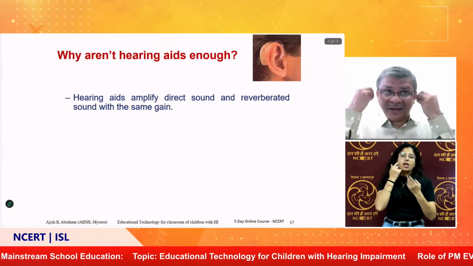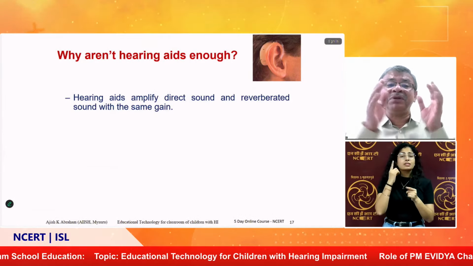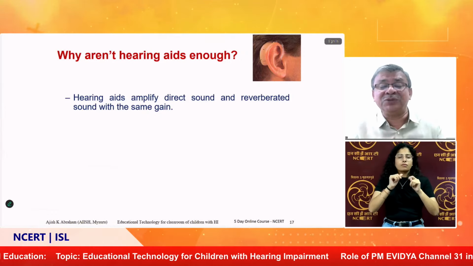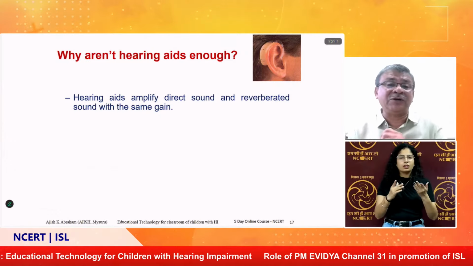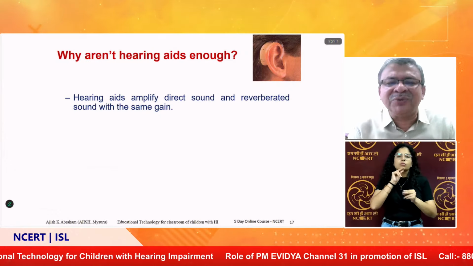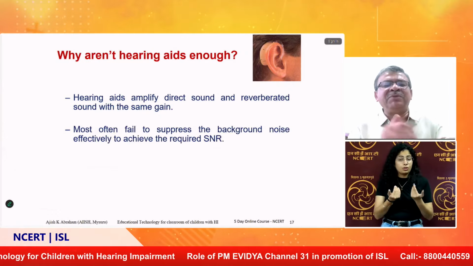Whereas our ear, if it is a healthy ear, has the capability to distinguish these sounds. So what the ear will do is ignore the reverberated sound, but the hearing aid cannot do that. It cannot differentiate between these two.